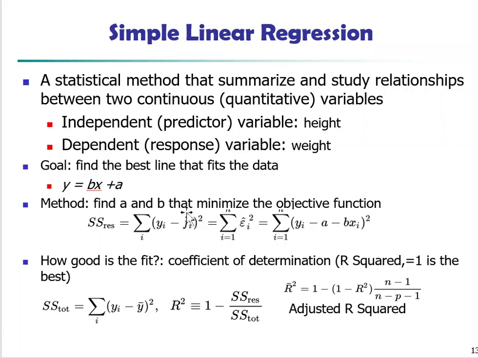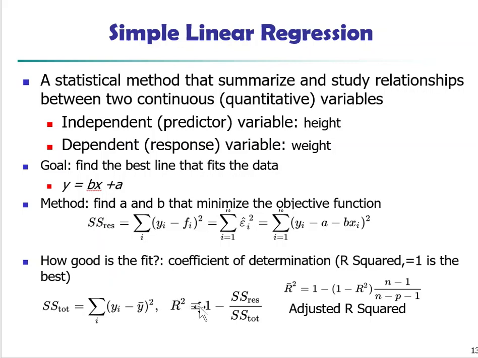So this F is our predicted value, this Y is the true value. So our sum of square, the residual, would be this term. So we want to find such a line that minimizes this function. We want to find a line that makes the total sum of squares of the residual the smallest. Then to assess how good the fit is, we use the coefficient of determination, which is R squared.